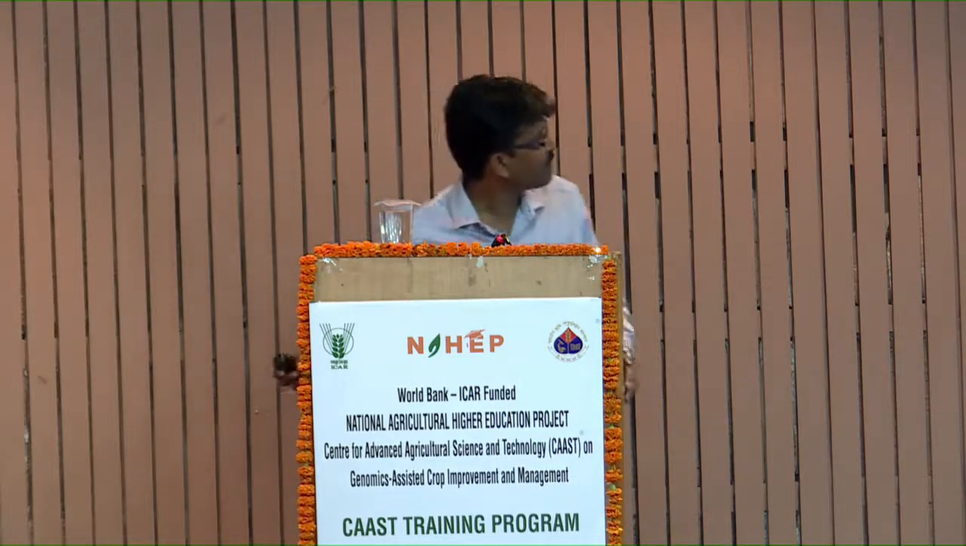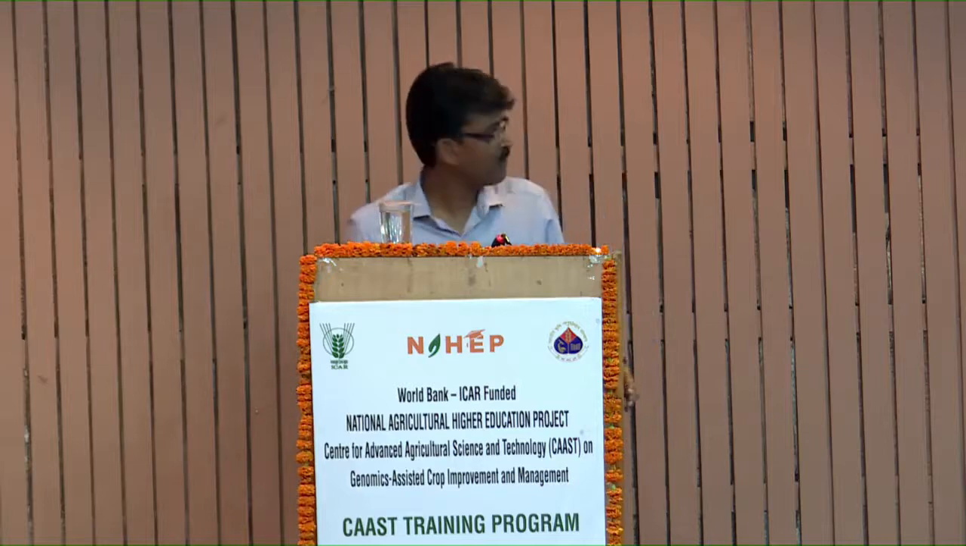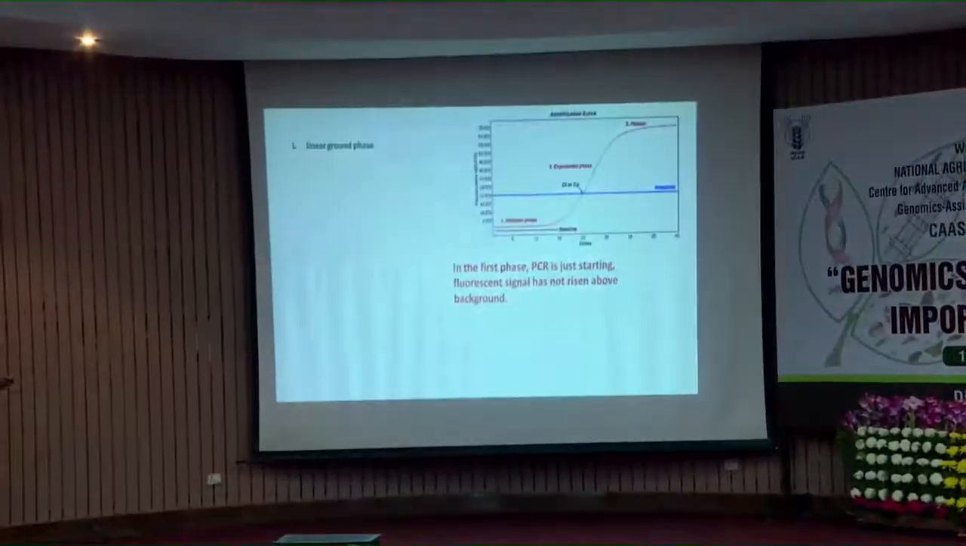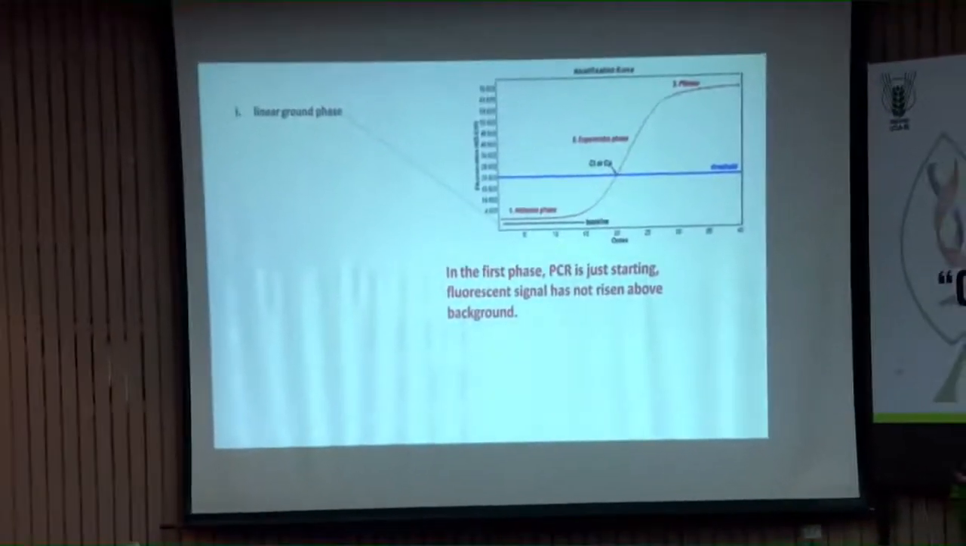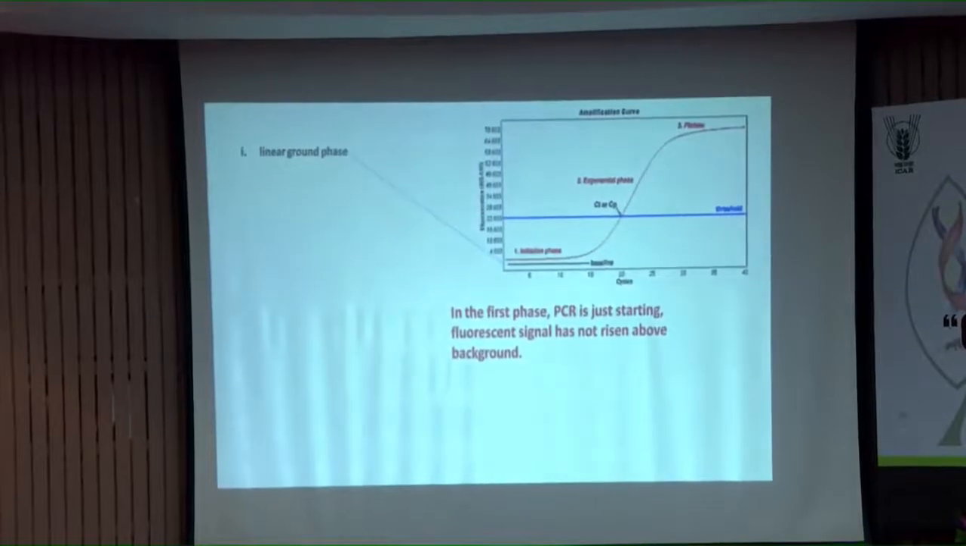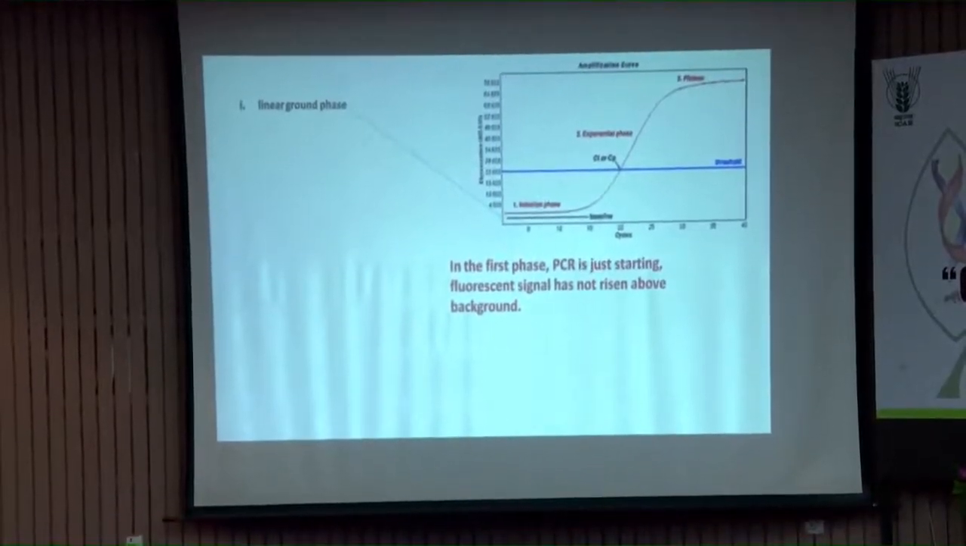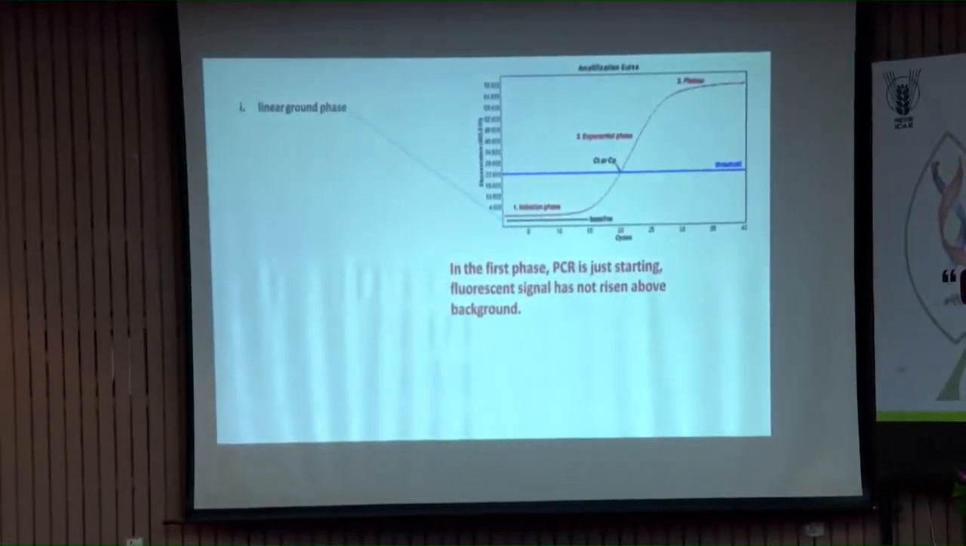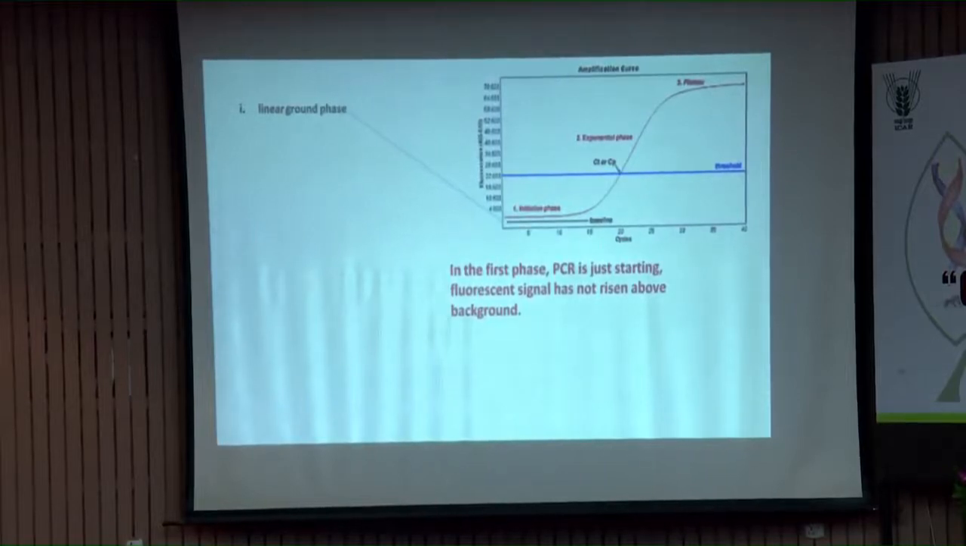Let's see. This is the linear ground phase, right? So this is typically the linear ground phase, right? And in the first phase, PCR is just starting. Fluorescent signal has not risen above the background, right? The machine is unable to capture any light or any fluorescence coming from the setup.